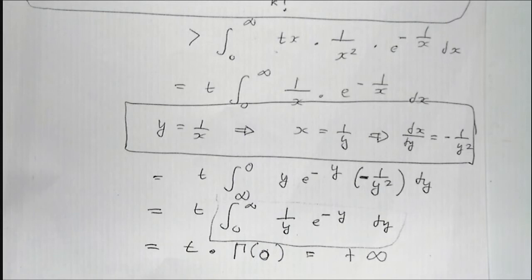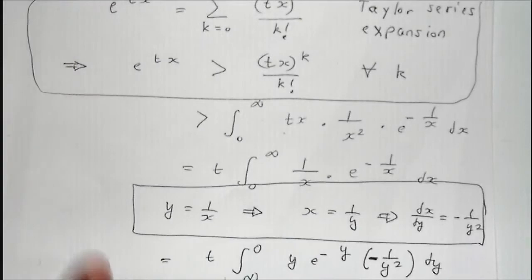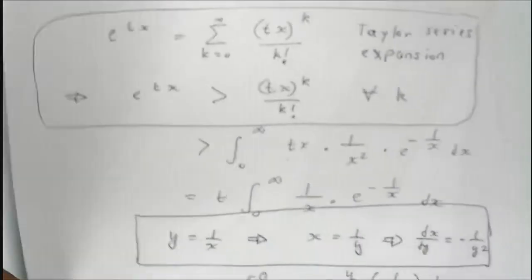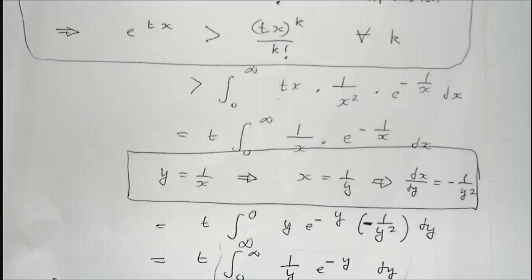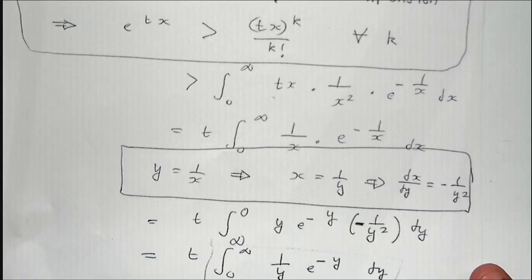So what we have shown, guys, going back here, is that the MGF is greater than plus infinity, but nothing can be greater than infinity. Therefore, the MGF must be equal to plus infinity, meaning that the MGF does not exist.